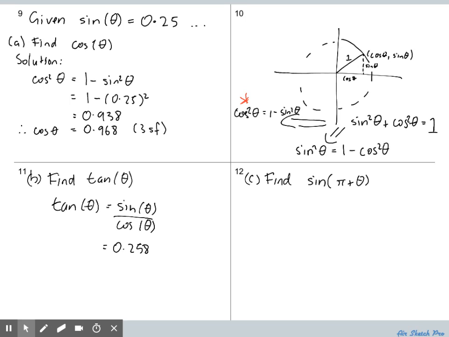Notice that so far we've covered two problems without needing to know what theta is either. Okay, so the solution to part C also does not require you to know what theta is.